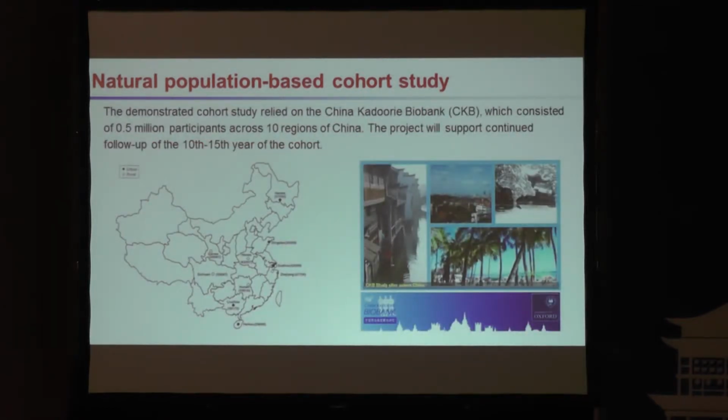The demonstration cohort study will mainly rely on the CKB cohort, the so-called China Kadoorie Biobank. This cohort consists of 0.5 million participants across 10 regions of China. The project will support the continued follow-up of this cohort.